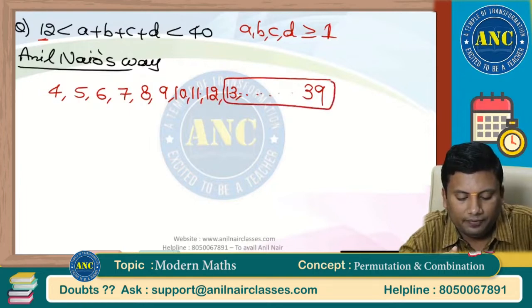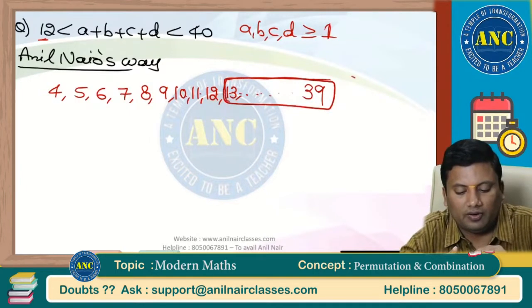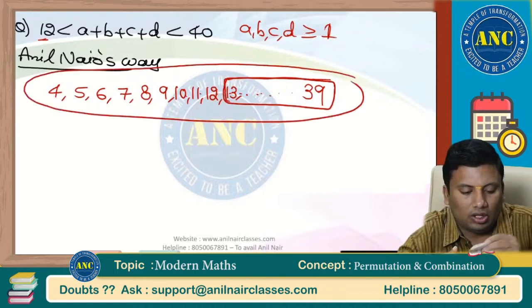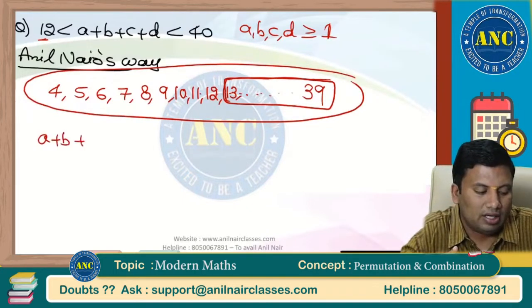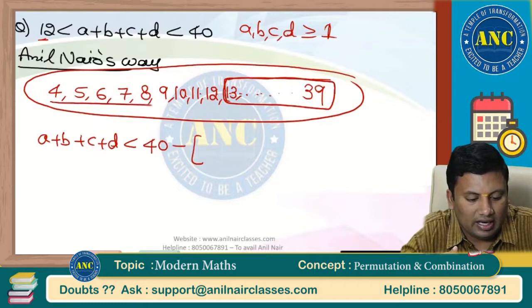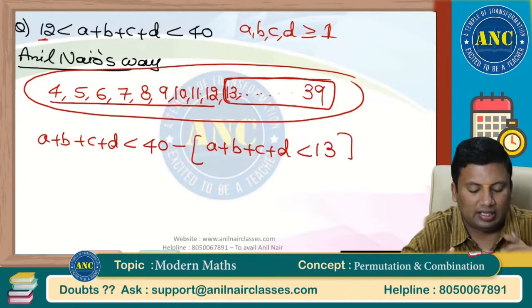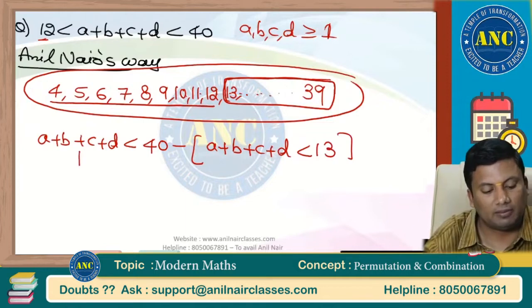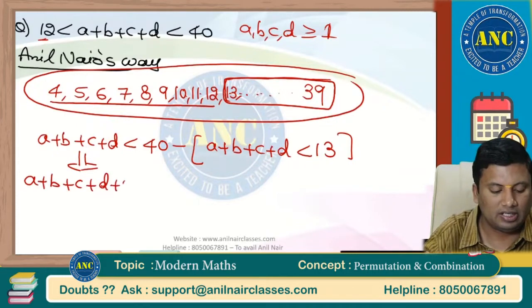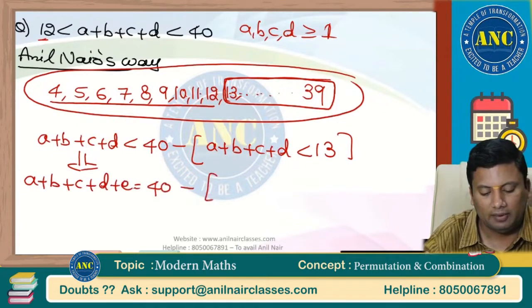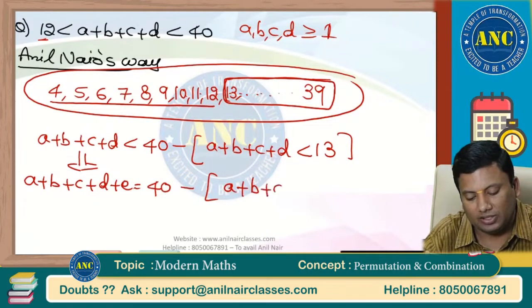So here, this value we require. This value is nothing but total value. Total value is nothing but A plus B plus C plus D less than 40, minus this entire value I have to take. So it is starting from 4 and it is ending at 12. Ending at 12 means it is less than 13. Are you all with me? So this is nothing but A plus B plus C plus D plus E equivalent to 40 minus A plus B plus C plus D plus E equivalent to 30.